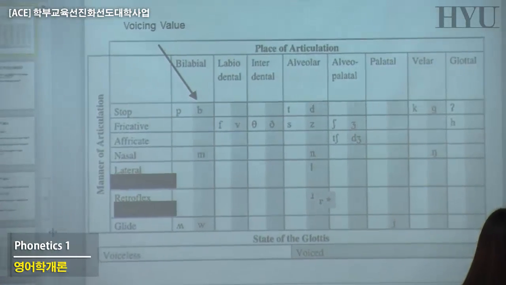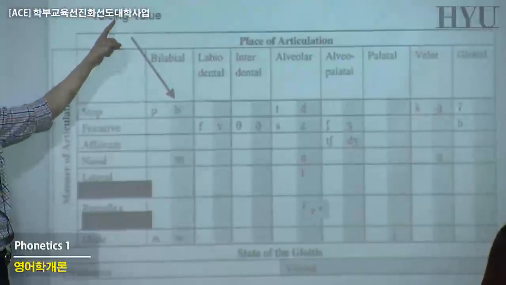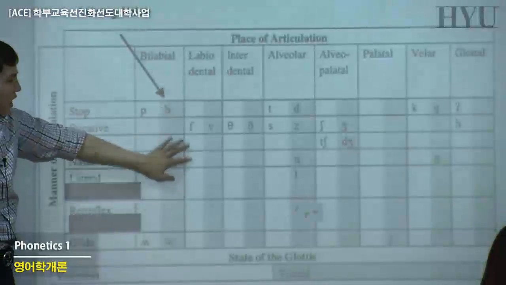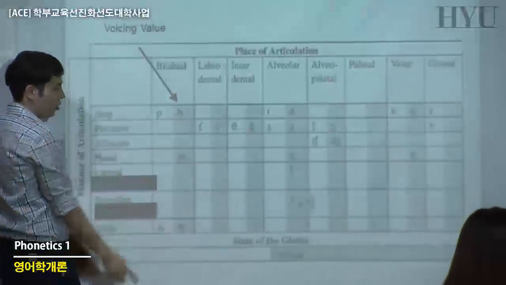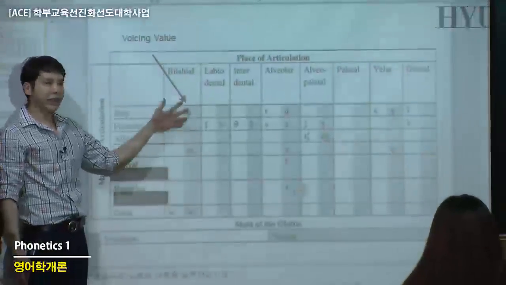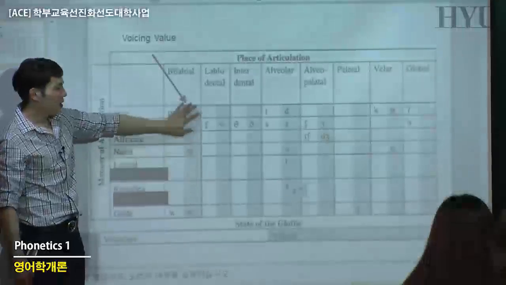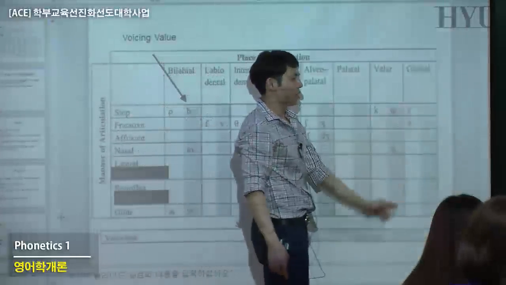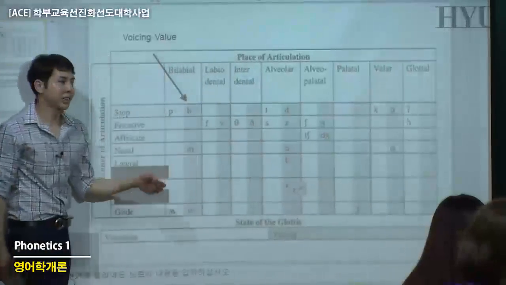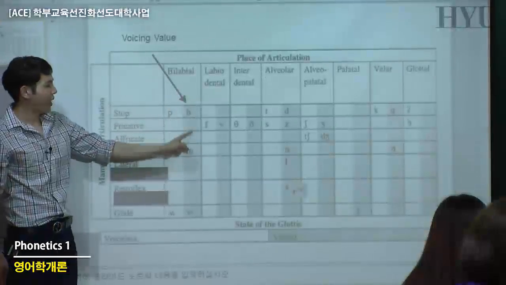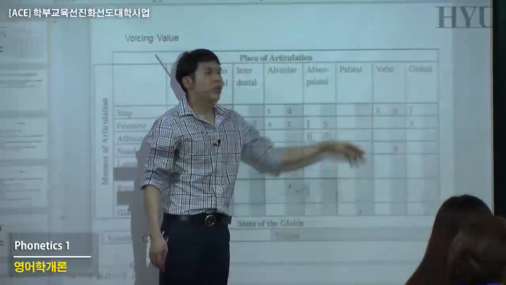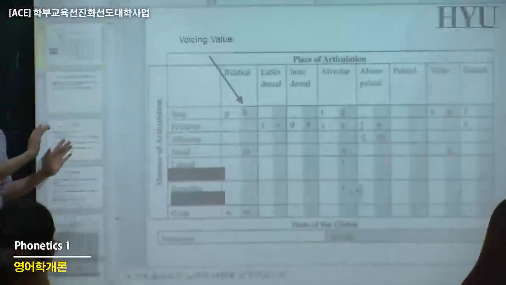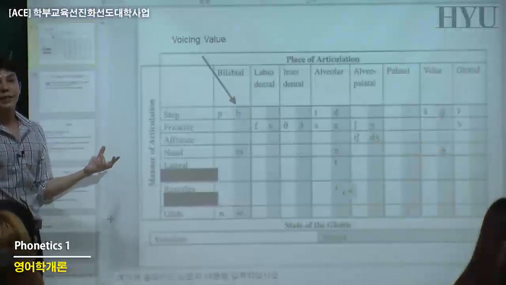So if you look at this table, the voicing will be the shaded areas, okay? So B and M and W, they are all voiced. The shaded areas indicate voiced sounds, okay? The ones that are not in the shaded area are voiceless, okay?